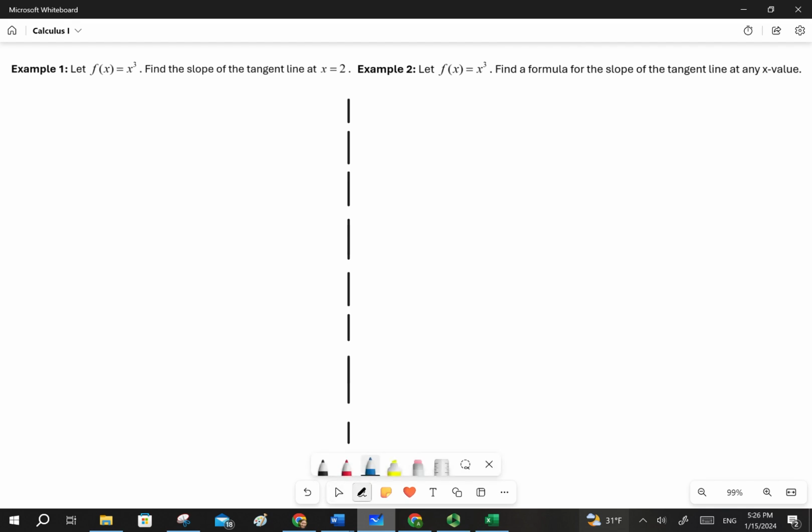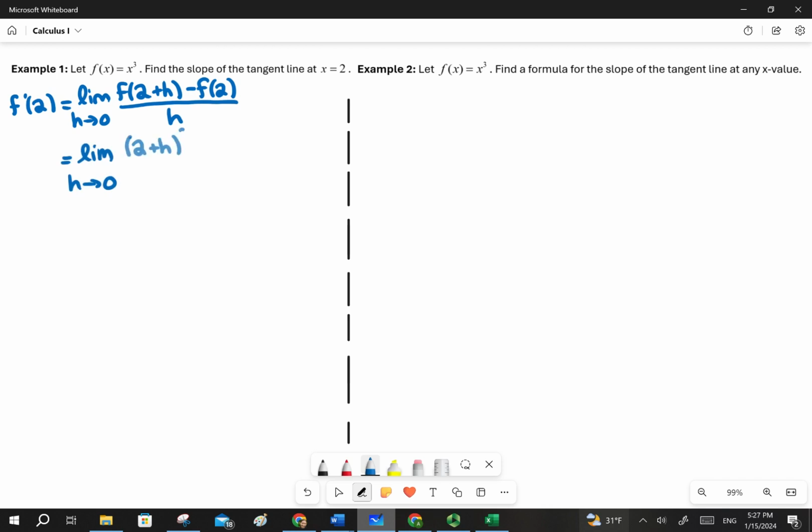The first example is just like all the examples we've done previously. The slope of the tangent line at x equals 2 is, by definition, f prime of 2, which is the limit as h approaches 0 of f of 2 plus h minus f of 2 all over h, which is the limit as h approaches 0 of 2 plus h cubed minus 2 cubed over h. We can expand 2 plus h cubed by writing it as 2 plus h times 2 plus h times 2 plus h and carefully multiplying everything out.